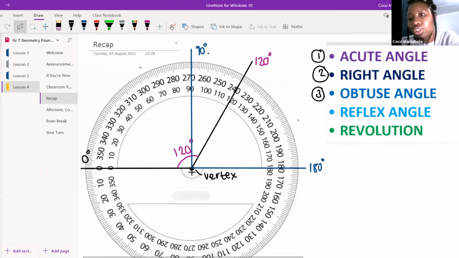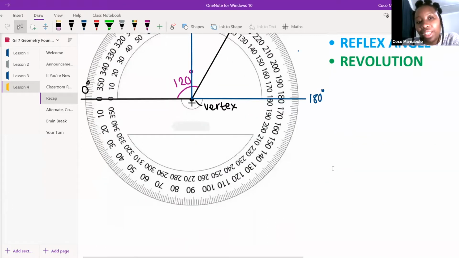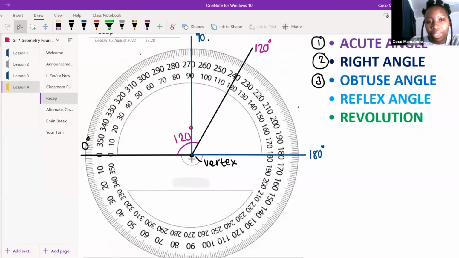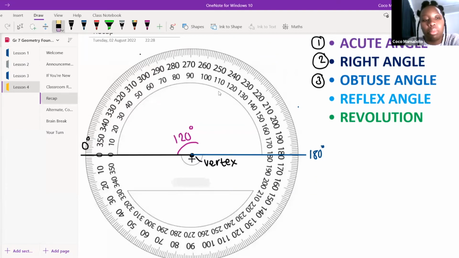Okay, Boucher, can I ask you to unmute and tell me what a reflex angle is? Hello. Sorry, not Gundo, Boucher. Hi, ma'am. All right. Can you tell me, Boucher, what is a reflex angle? A reflex angle is an angle above 180 degrees. So 250 degrees is a reflex angle.